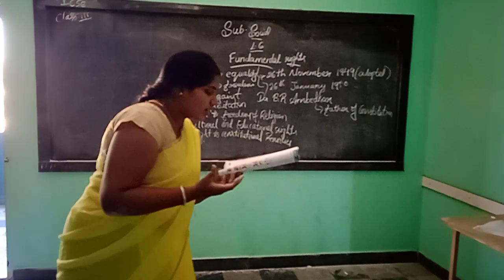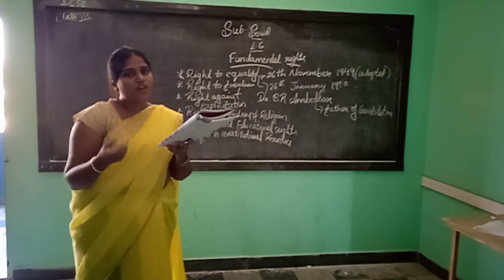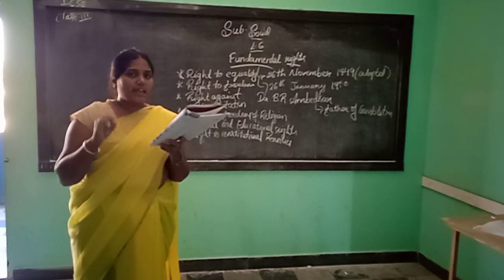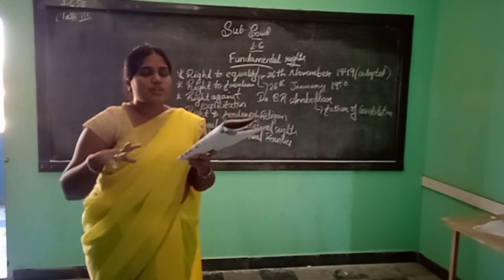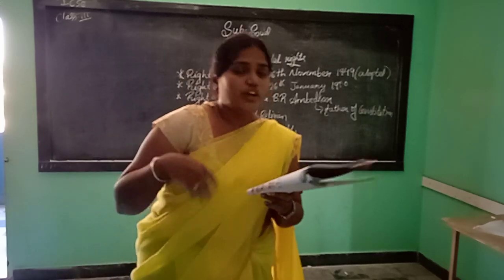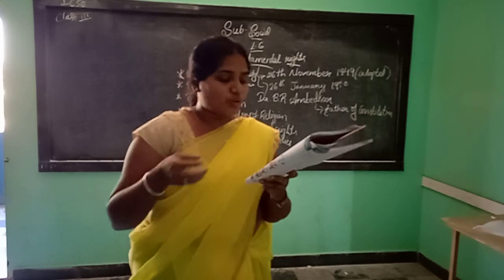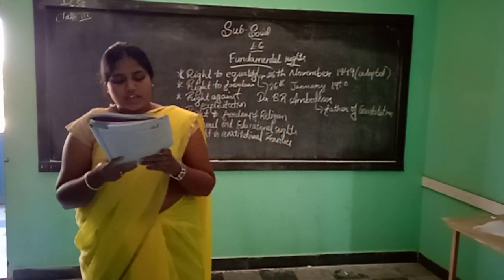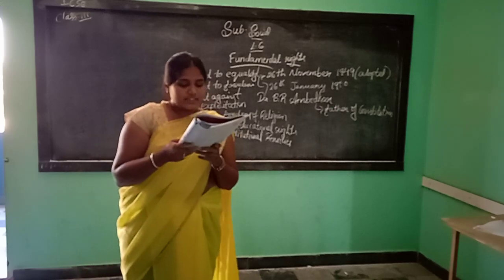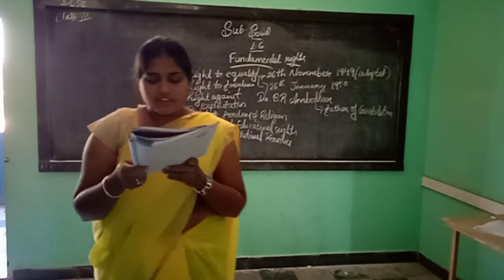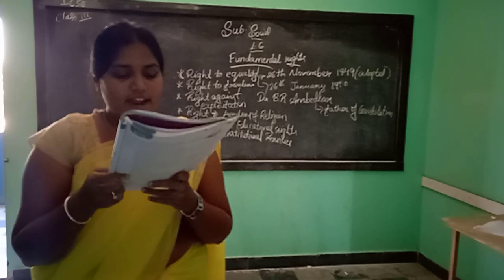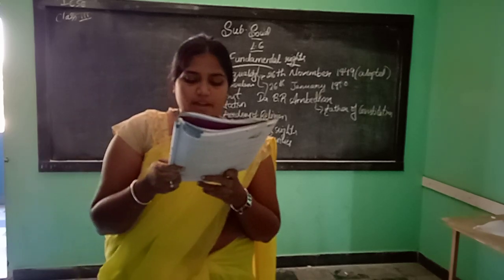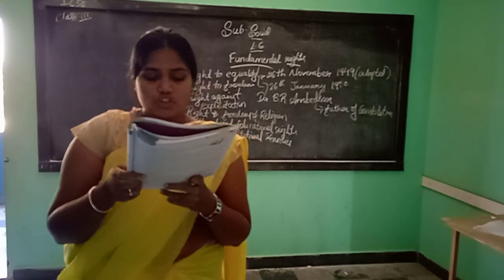Right against exploitation, what is it about? Banning of child labor, making children work, banning that, or it could be about employment. So this is banning. Next is cultural and educational rights. This explains the preservation of language and culture of minorities and right of minorities to establish educational institutions.